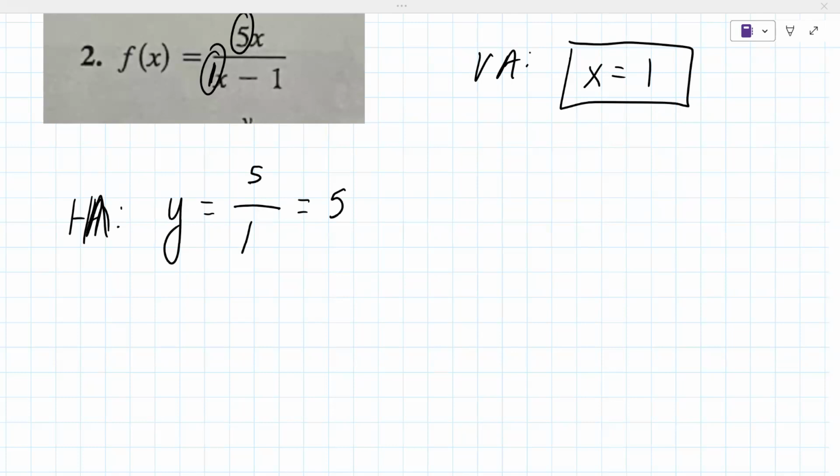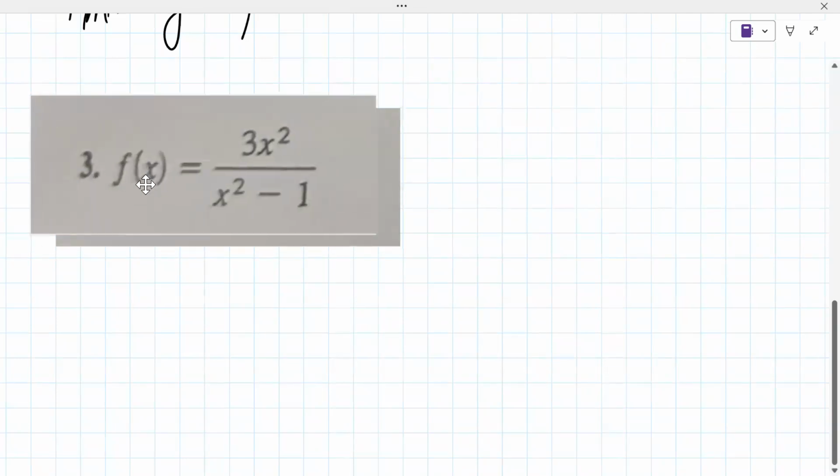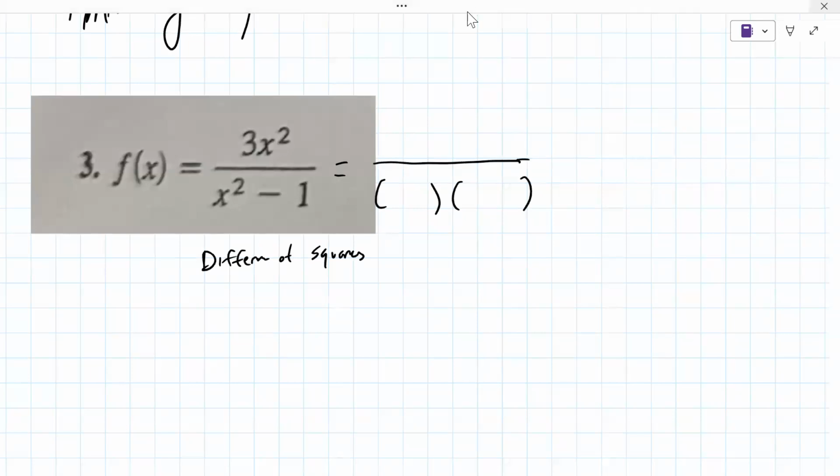Okay. All right. You think it's different? Yeah, I do. We'll keep working on this. All right, so number 3 here. We have to factor the bottom. Do you remember us talking about difference of squares at some point? Yeah.